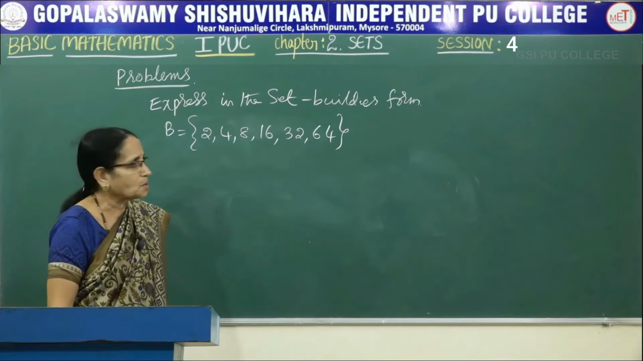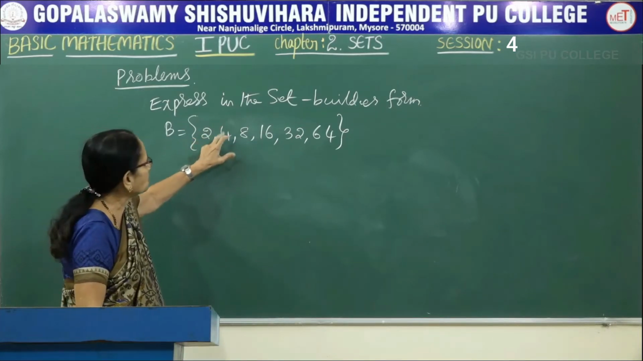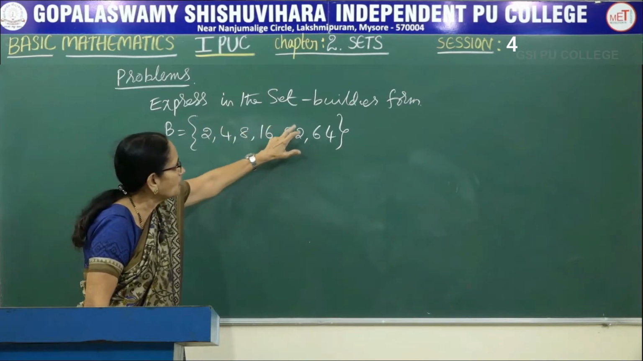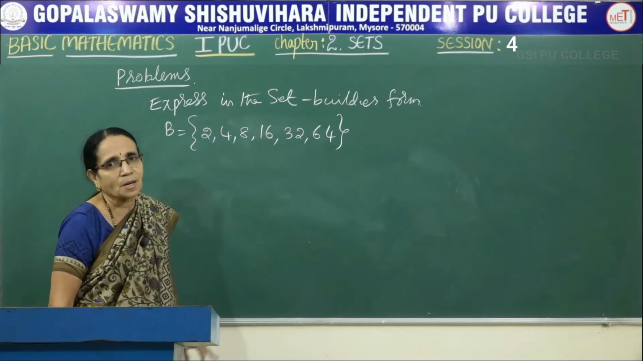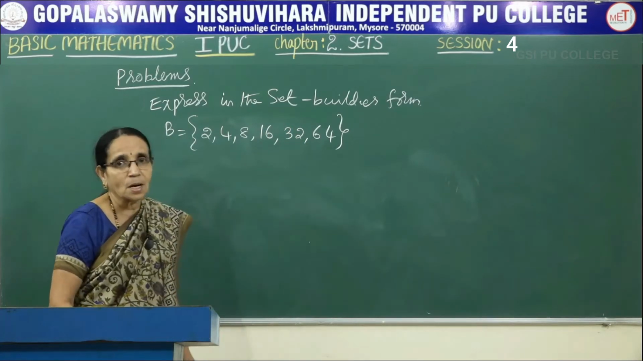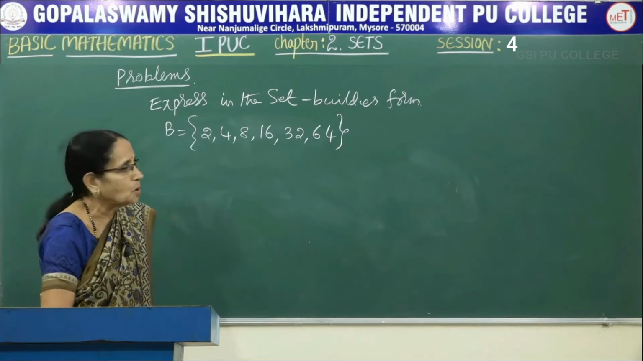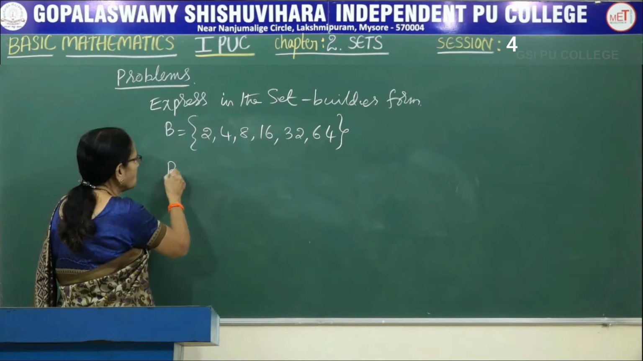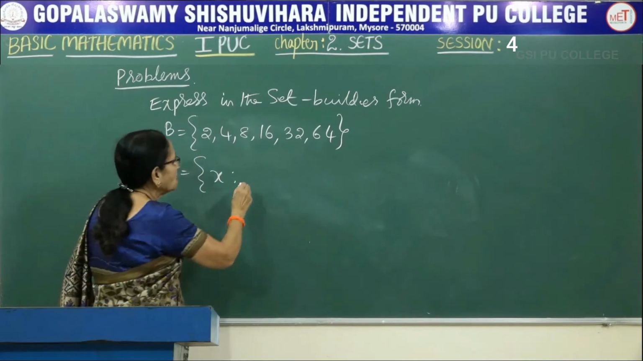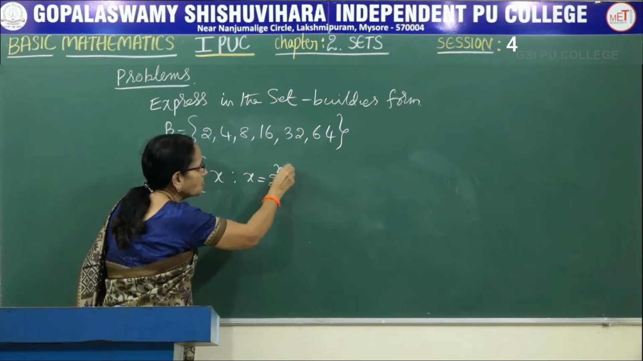Look at these numbers: 2 to the power 1, 2 to the power 2, 2 to the power 3, 2 to the power 4, 2 to the power 5 and 2 to the power 6. That means all the numbers given here can be expressed as powers of the number 2. First let me write: B contains all x such that x is equal to 2 to the power n, isn't it?